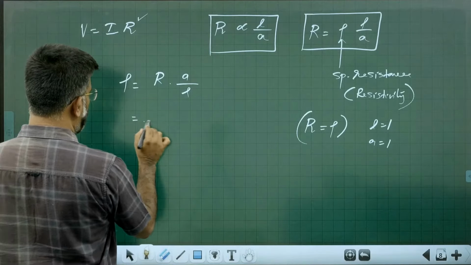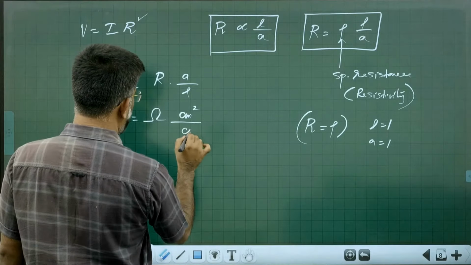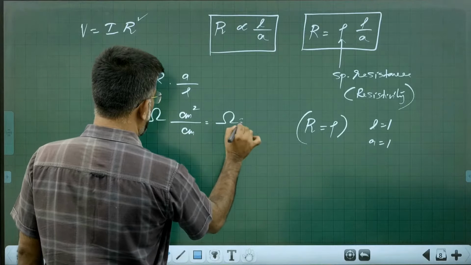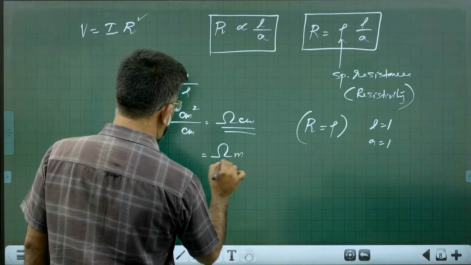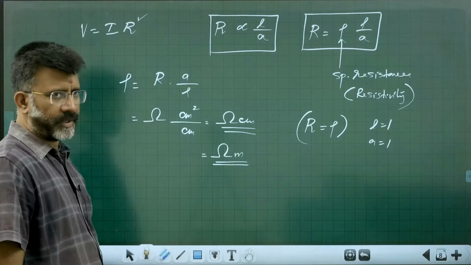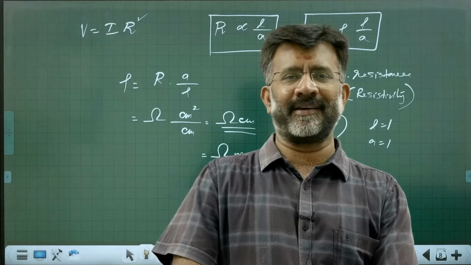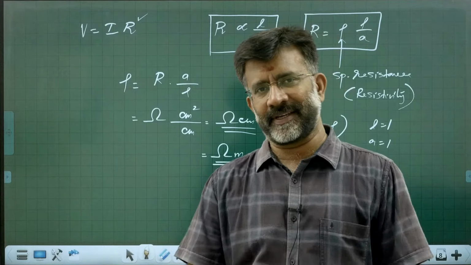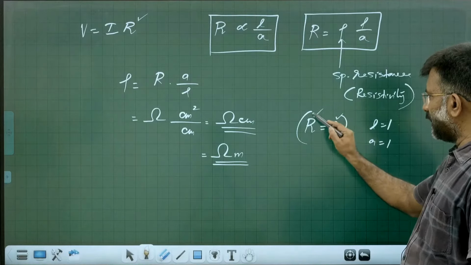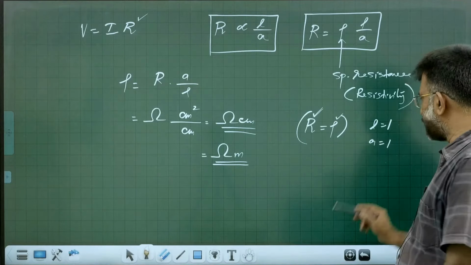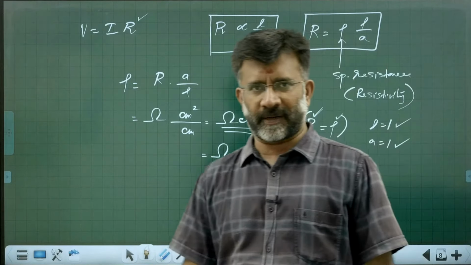The unit of rho is ohms into centimeter square by centimeter. So it is ohm centimeter in CGS system or ohm meter in SI system. That is the unit of the specific resistance, the so-called resistivity. Resistivity is the resistance offered by a conductor having unit length and unit area of cross section, right?